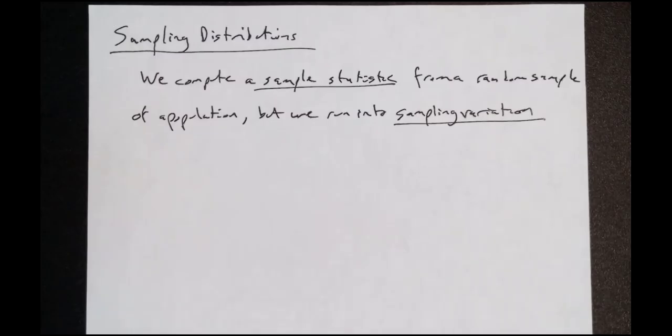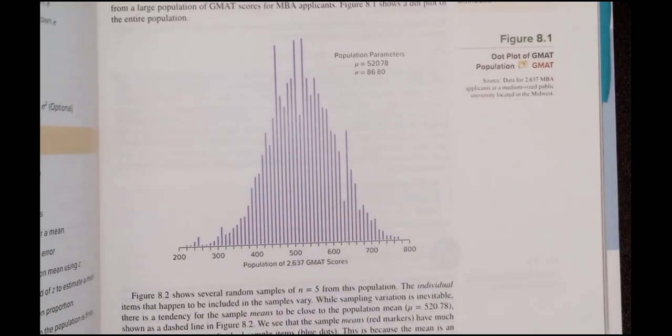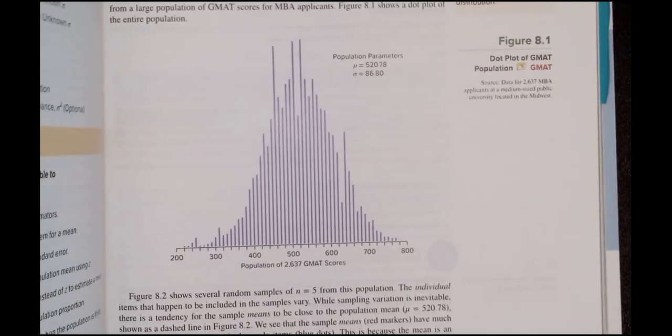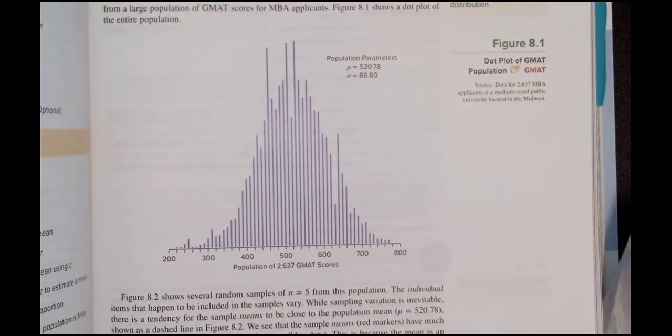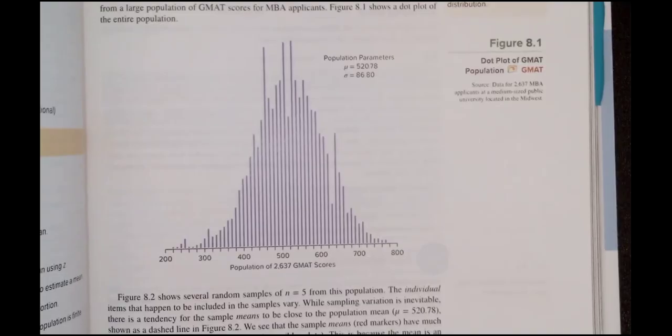This idea of sampling variation. Page 273. Here are the GMAT scores for a whole group of MBA students. There are 2,637 scores here. Now, the GMAT is a computer-delivered exam, so I can actually get the information for the entire population.